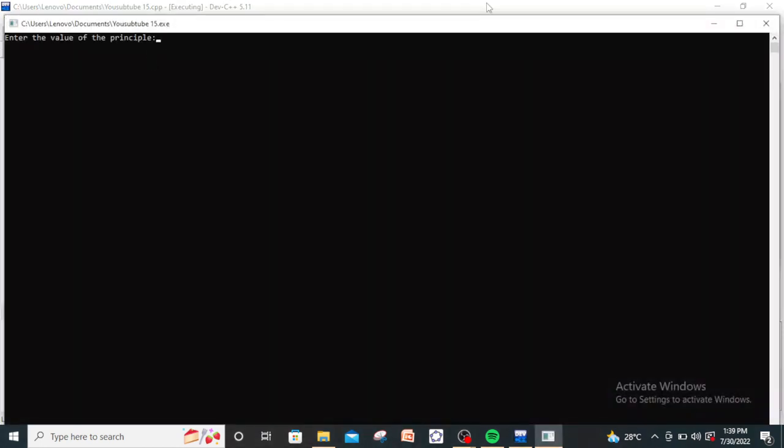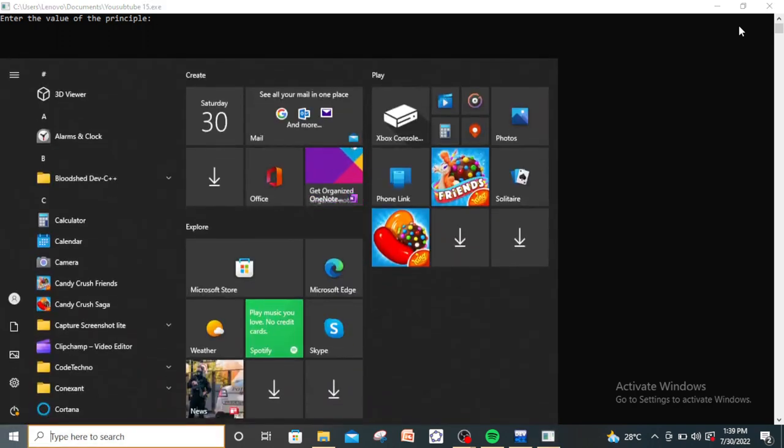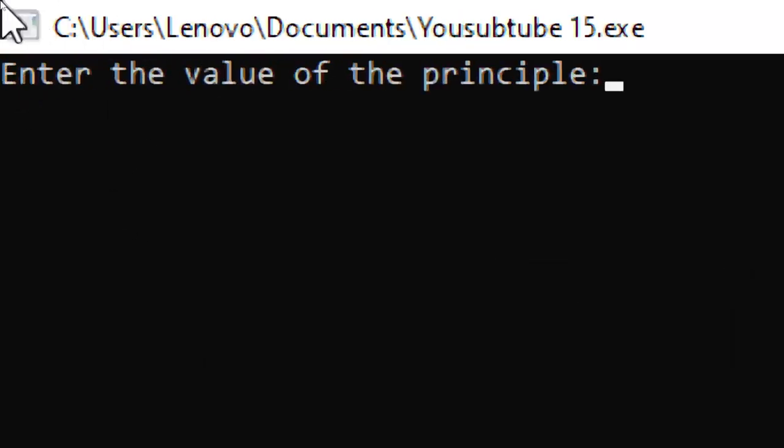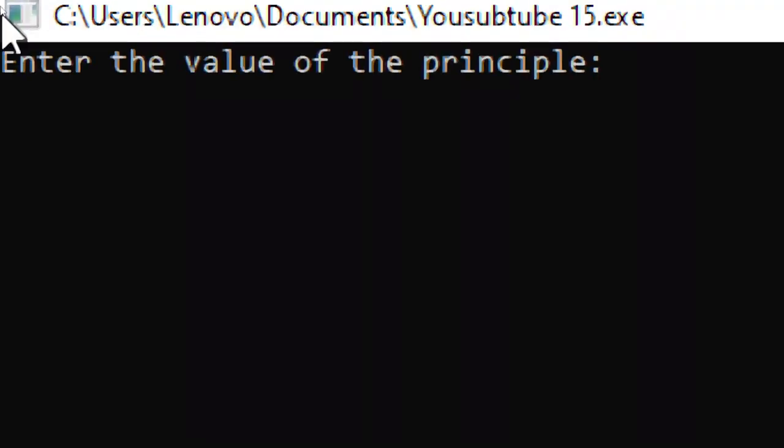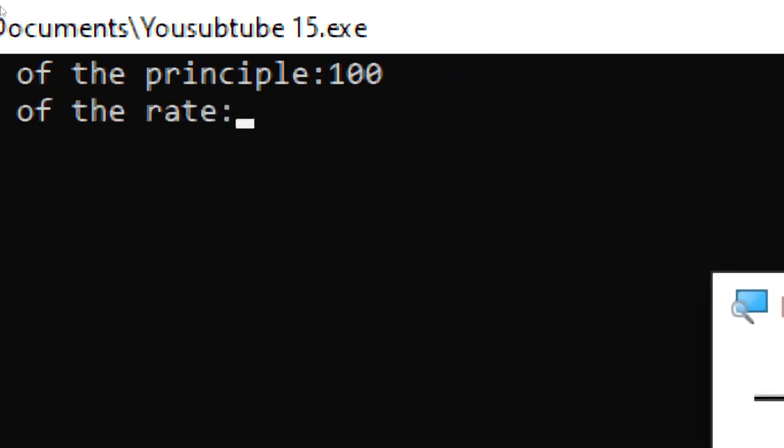Here is the output, but you in the screen will see in a small font. So I am magnifying the screen. Yes. Now you see the magnified screen. Here it says to enter the principal. I am pressing 100 and pressing enter.